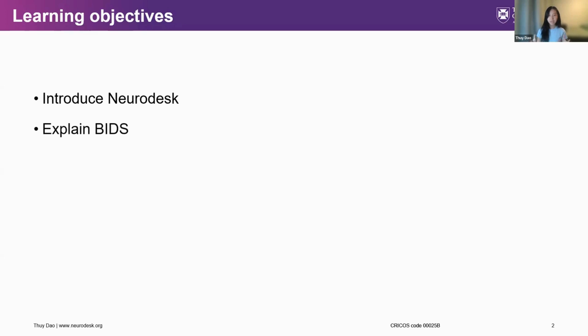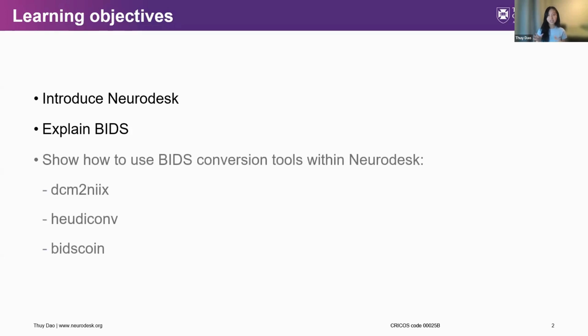Next, I will talk about BIDS, the Brain Imaging Data Structure. I will briefly explain what it is, and how it can help to ensure that your data set is easy to share, analyze, and reproduce. And finally, I will get a little more hands-on with the BIDS conversion, where I walk you through the three key tools within Neurodesk for converting raw imaging data into the BIDS structure.